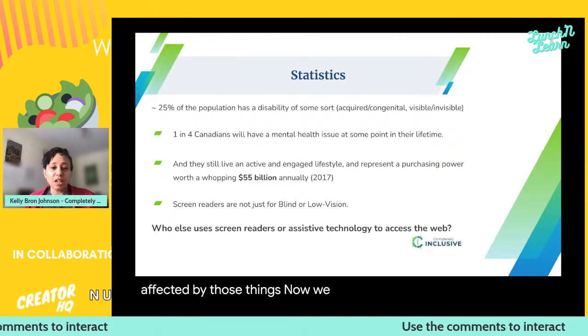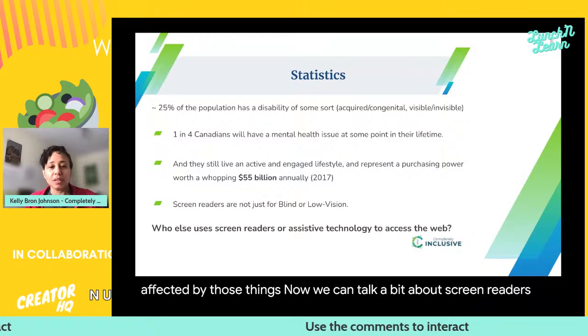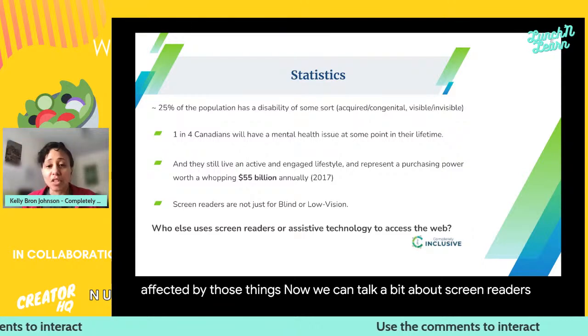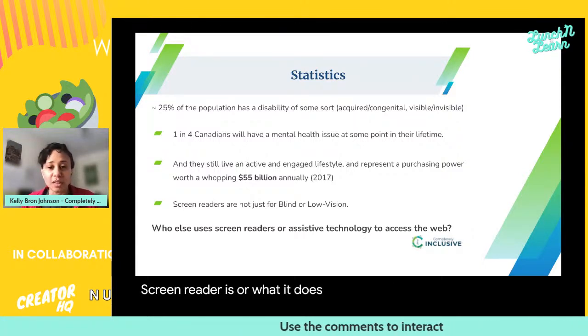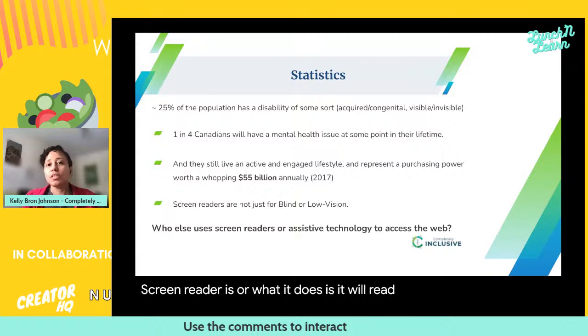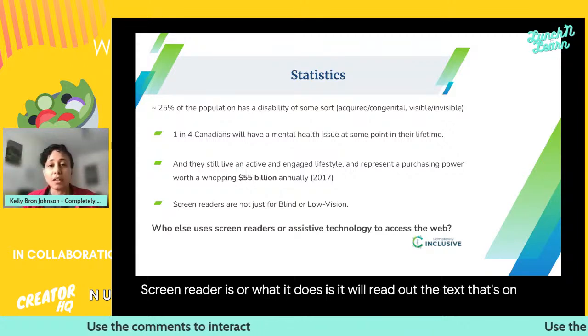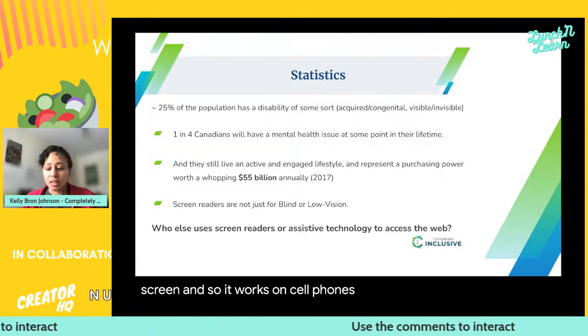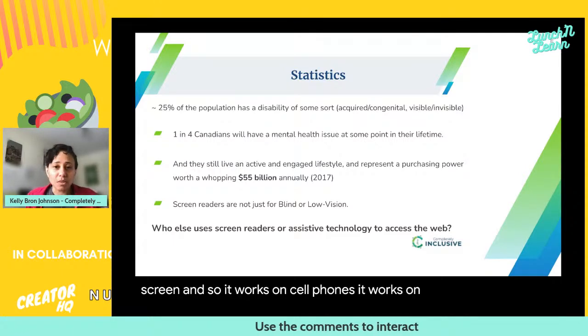Now, we can talk a bit about screen readers. And screen readers are not just for blind or low vision. Just a brief description of what a screen reader is, or what it does, is it will read out the text that's on a screen. And so it works on cell phones, it works on laptops and any computer.